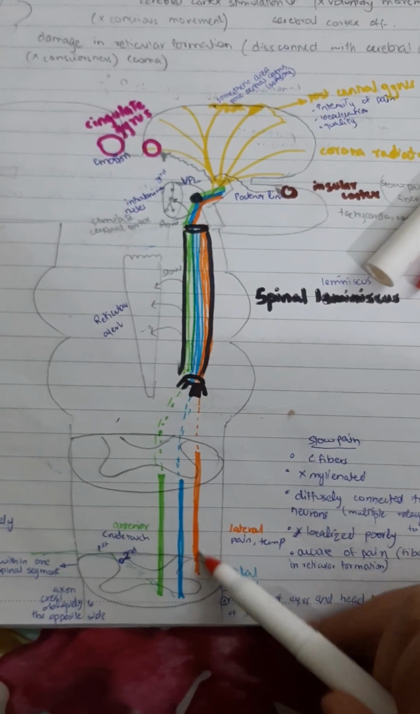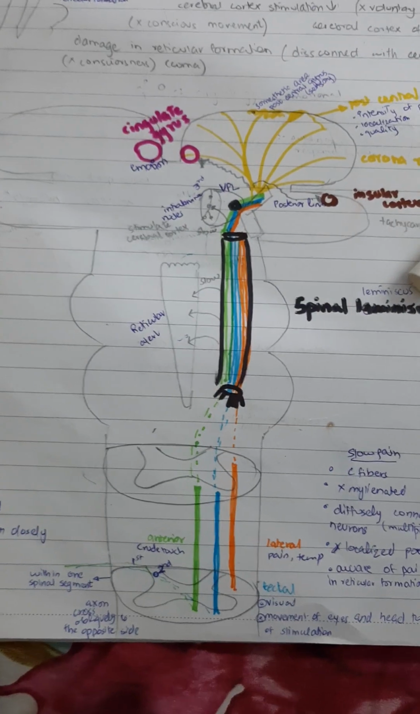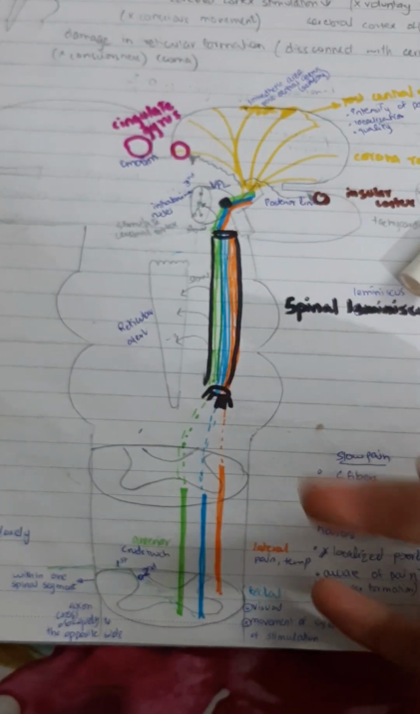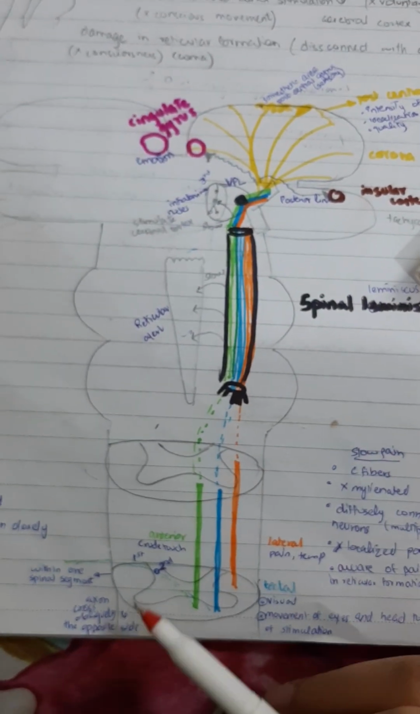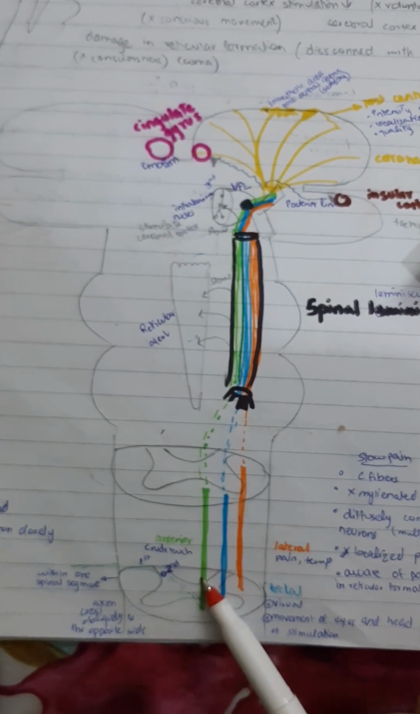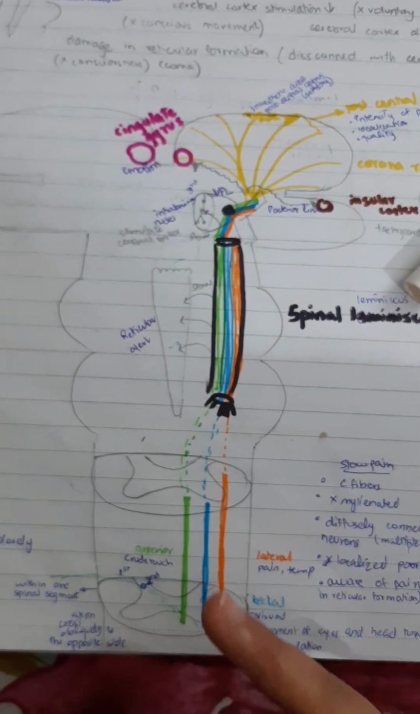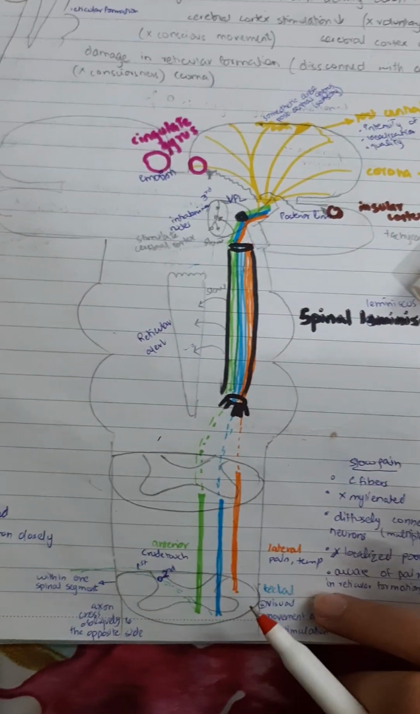And the lateral one, which is present the most laterally, its main function is for pain and temperature sensations. And the anterior one is responsible for your crude touch. Fine touch was the dorsal medial lemniscus system; I've explained that in a previous video. So we're done with the functions.